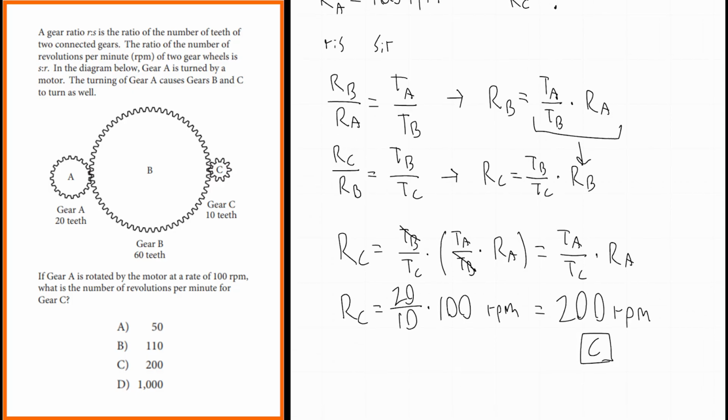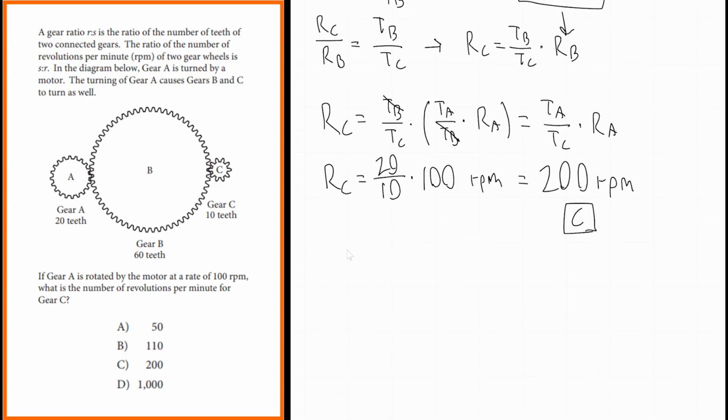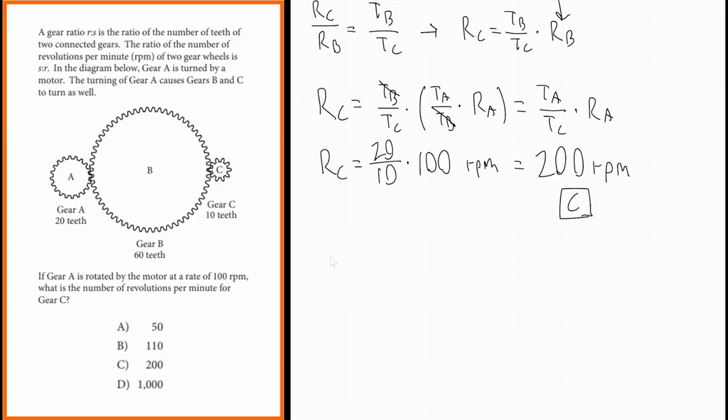So that might actually be a very useful trick to know in the future if you ever get a problem like this again. If you really wanted to do this quickly and remember this trick, you don't have to worry about gear B at all, and you can just plug in that the rotation of gear C equals simply the rotation of gear A, 100, times the ratio of gear A to gear C, 20 over 10, to get 200. That's all for this video.